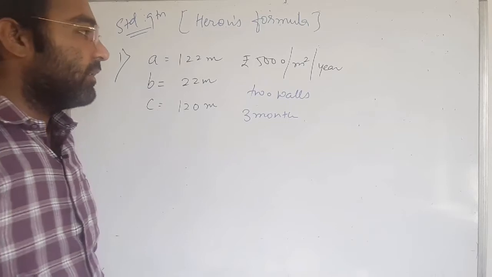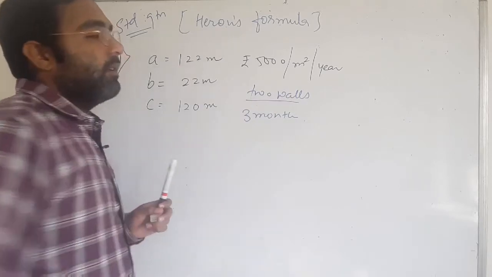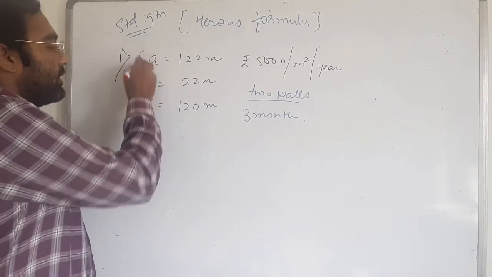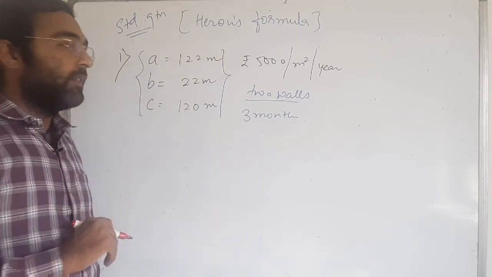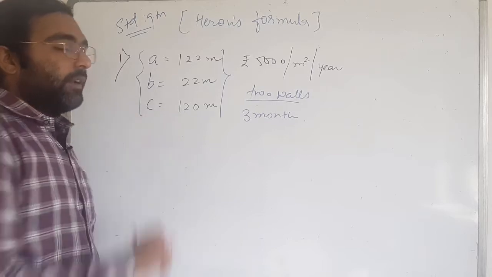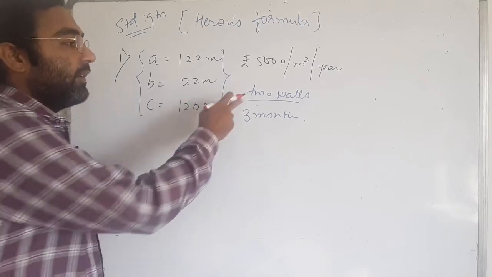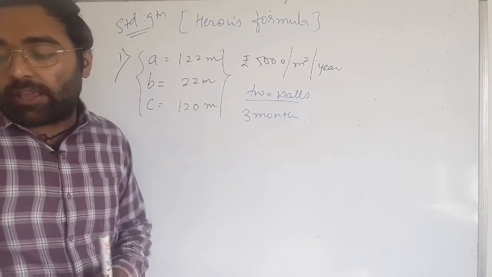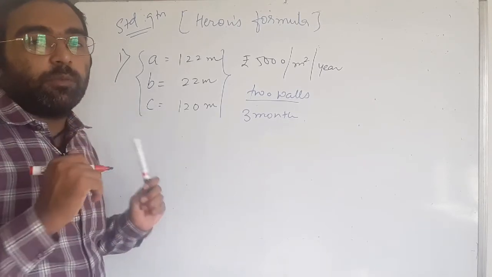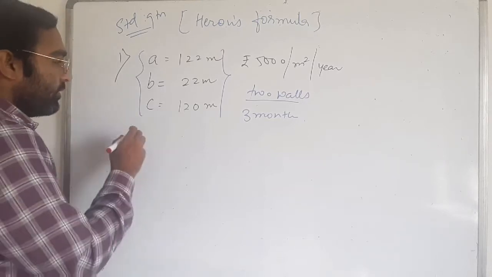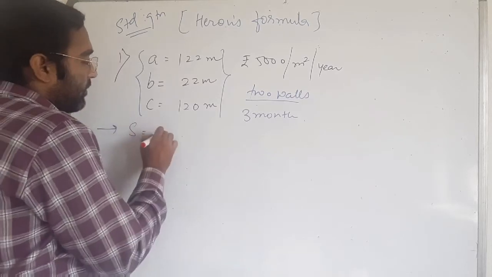There are two walls on the flyover. This is the dimension of one wall, and the second wall has the same dimension. So we find the area of one wall and multiply it by 2 to get the area of both walls, because the advertisement is given on both walls. So let's start. First of all, we find the semi perimeter S equal to A plus B plus C by 2.